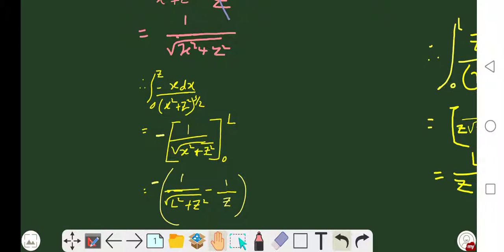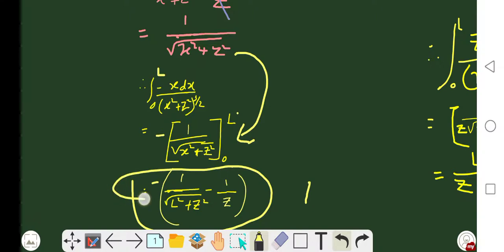So 0 to L, and from here we can write this, and after putting the limit 0 to L, the value became like this.